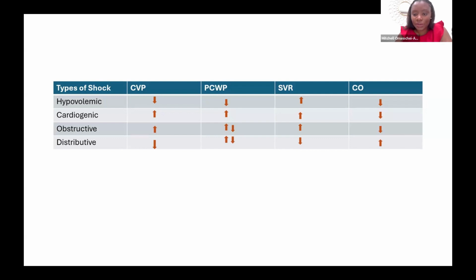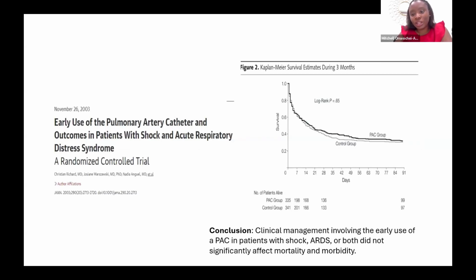So again, like I said, it sounds great. You can get your numbers, you can see how to manage patients and improve mortality. However, when this was actually studied and evaluated, they found that the use of pulmonary artery catheter does not result in improved mortality and morbidity. So in the late 1990s and early 2000s, multiple studies were done. This is just one of such studies, and they found no improved mortality when using pulmonary artery catheters to guide your management.